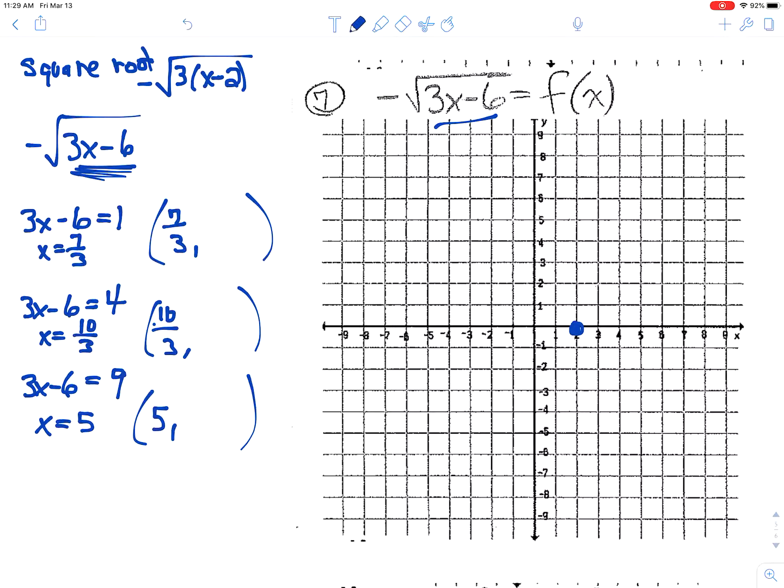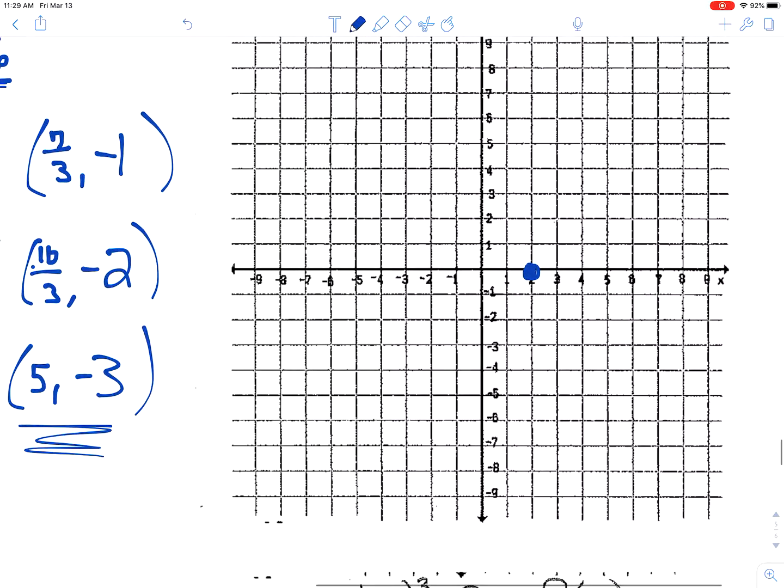7/3. That's 7 minus 6. That's a square root of 1, negative 1. 10/3. That's 10 minus 6 is 4. That's negative 2. And 5, that's 15 minus 6 is 9, that's negative 3. Those came out kind of nice. And it's much easier for me to find 7/3, which is 2 1/3, negative 1. 10/3, which is 3 1/3, negative 2. And nicely, 5 and negative 3 work out.